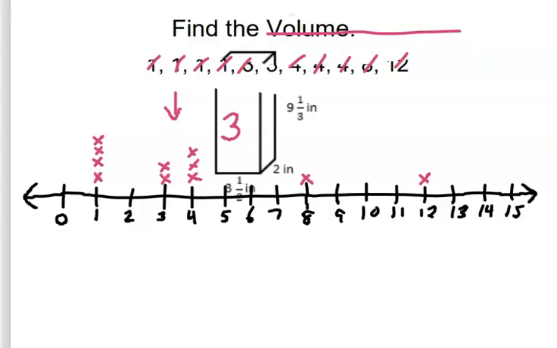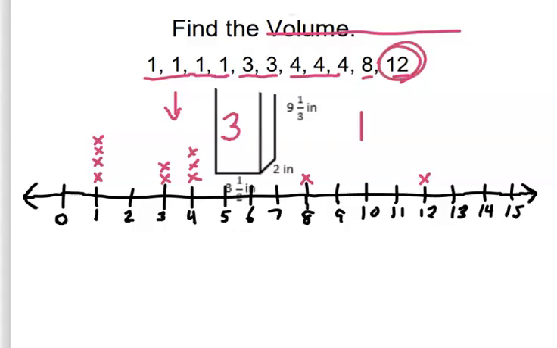All right, so then we also have the mode. Okay, the one that happens most often is the mode. So we have 4 1s. We only have 2 3s. We have 3 4s. We have 1 8 and 1 12. So the one that happens most often is the 1. So 1 is our mode. The range is the highest number minus the lowest number. So what is 12 minus 1? That is 11. So the last thing we need to find is the mean.